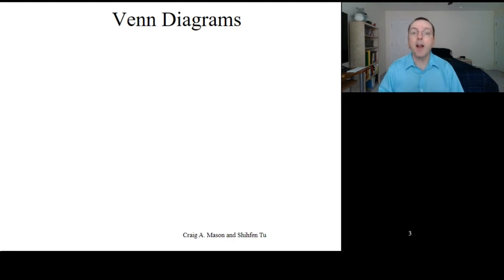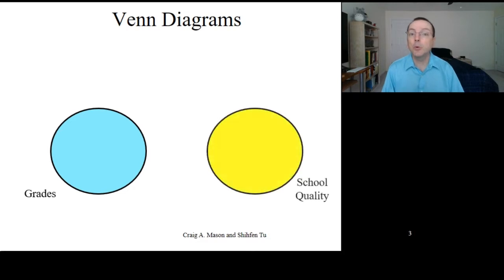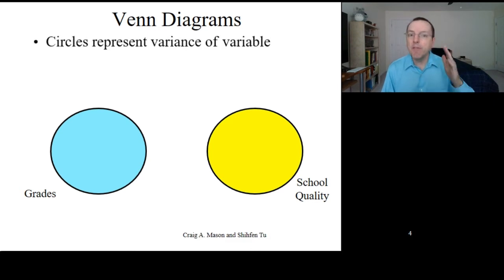To illustrate Venn diagrams, let's return to our example of grades, our outcome variable, and school quality. Now, as this suggests, in a Venn diagram, variables are represented as circles, all the same size. The circle represents the total variance of the variable as a percentage, not in terms of any actual numerical value. If two variables are correlated, it indicates, right, that they share some variance. Remember back to correlation. R squared is the proportion of the variance the two variables share.